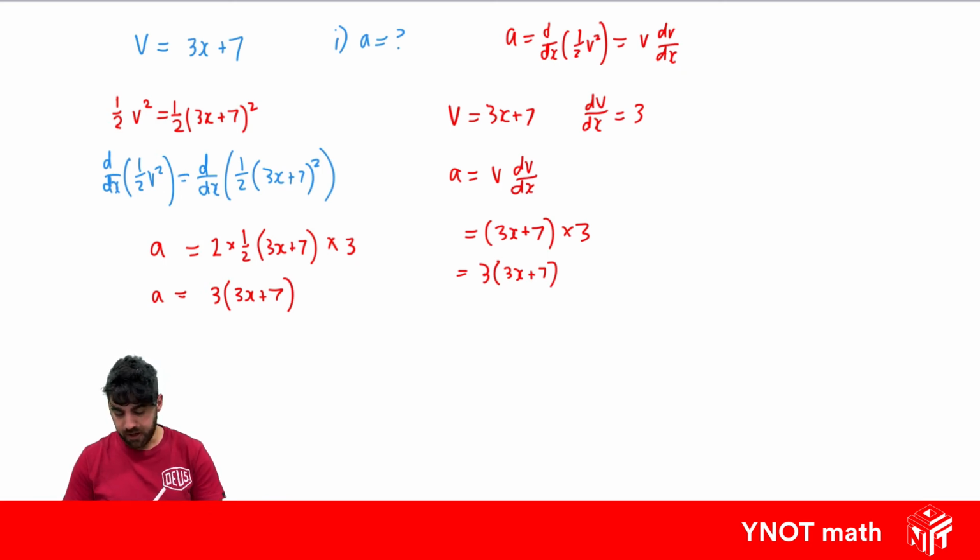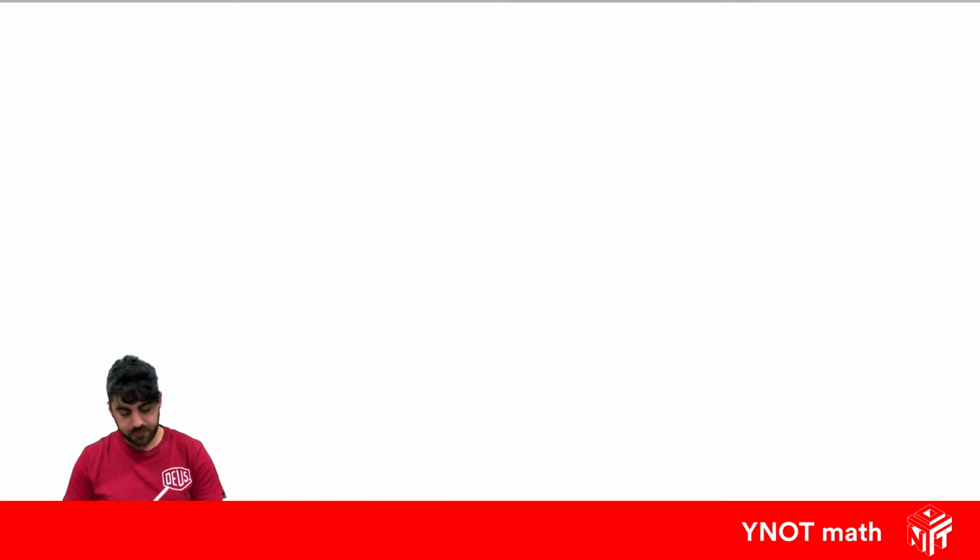Let's look at a second part of the question. So we'll just note down what we had. We know v is equal to 3x plus 7, and now we know that a equals 3 outside of 3x plus 7. And the question is, if the initial displacement is 1 meter to the right of the origin, so initially, when t is 0, the displacement is 1 meter to the right, so that means x equals 1. We want to find the displacement as a function of time.